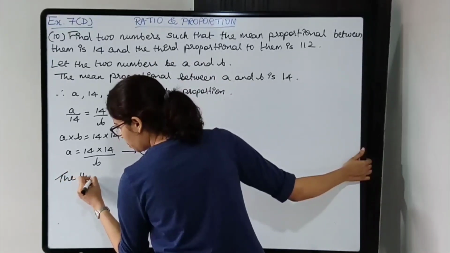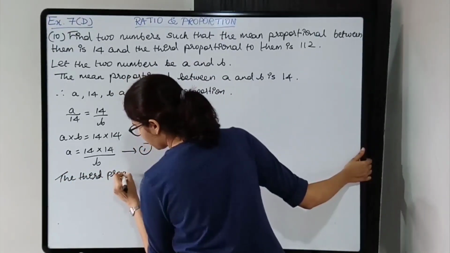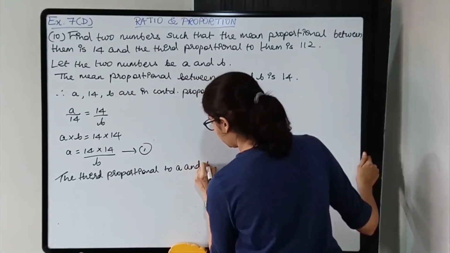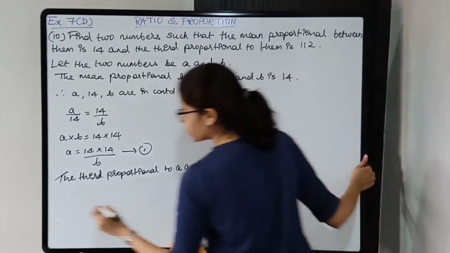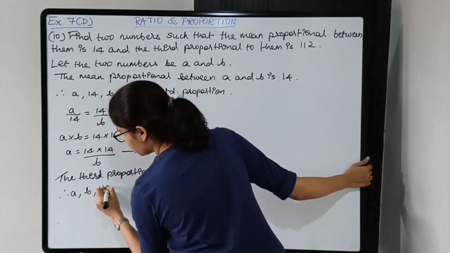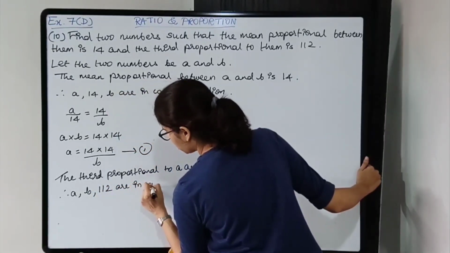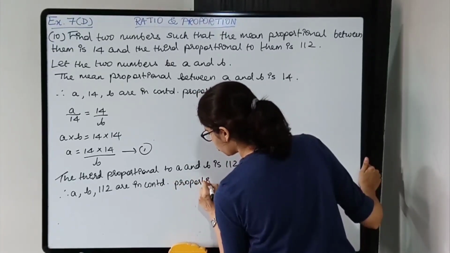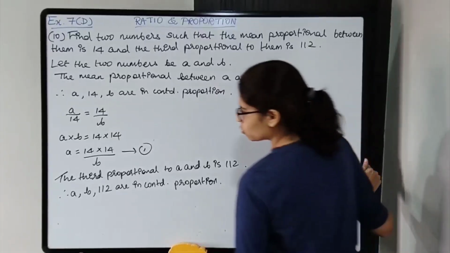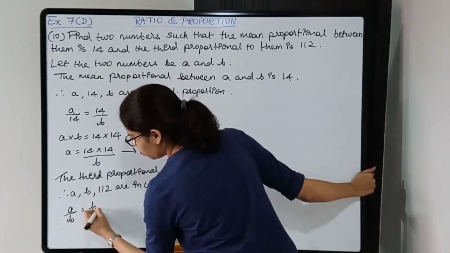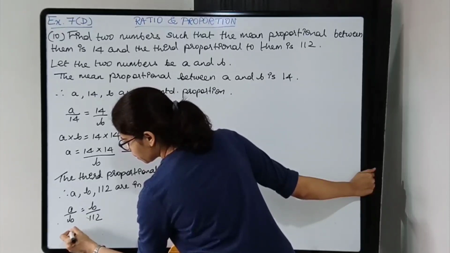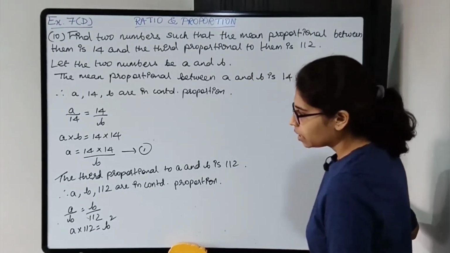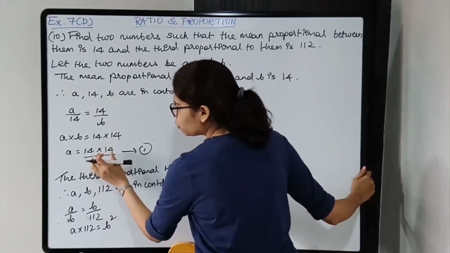The third proportional to a and b is 112. Therefore a, b and 112 are in continued proportion. Again, full word, no short forms. So a upon b is equal to b upon 112. Cross multiply. So a into 112 is equal to b into b, that is b square. a is nothing but 14 into 14 upon b.